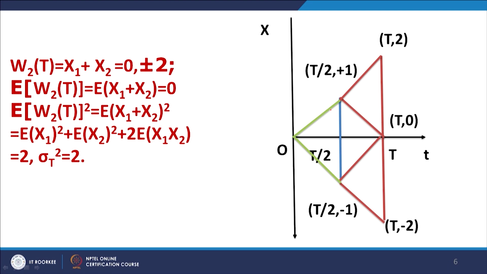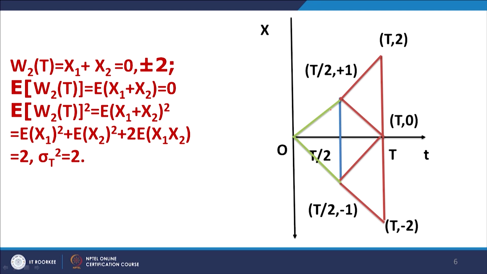How the system evolves in the second step is independent of how the system had evolved in the first step. In other words, the result of the second coin toss experiment does not in any way depend on the result of the first coin toss experiment. So, we have E of W2 t is equal to E of x1 plus x2, x1 representing the first jump and x2 representing the second jump. Because the expectation of both x1 and x2 is 0, the expectation of x1 plus x2 also becomes 0. So, expectation of W2 t is equal to 0.